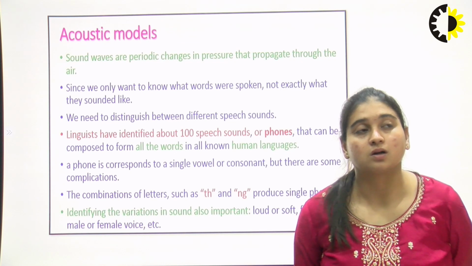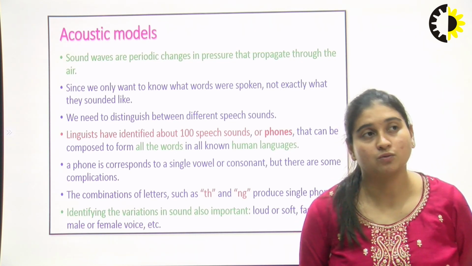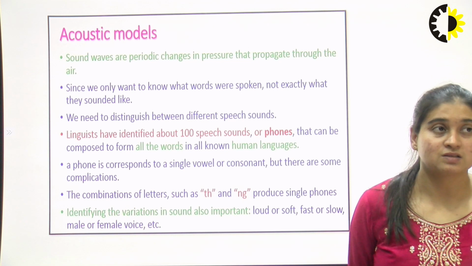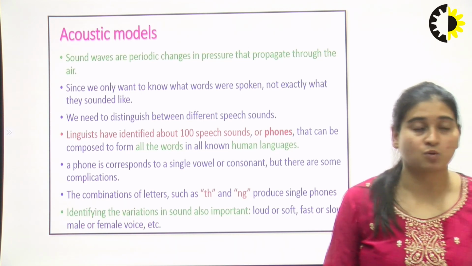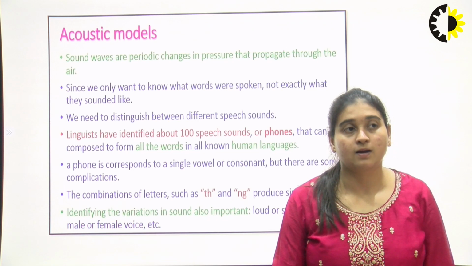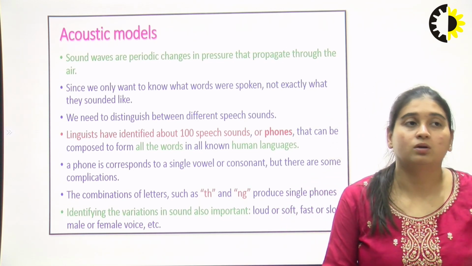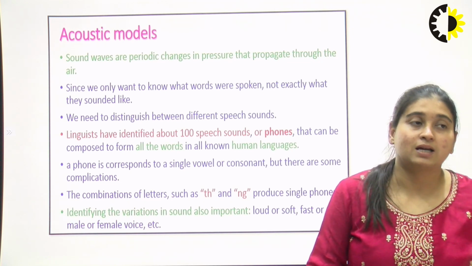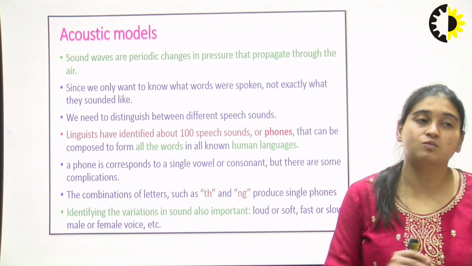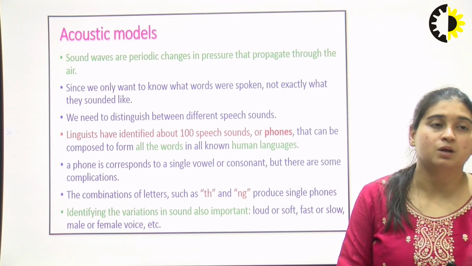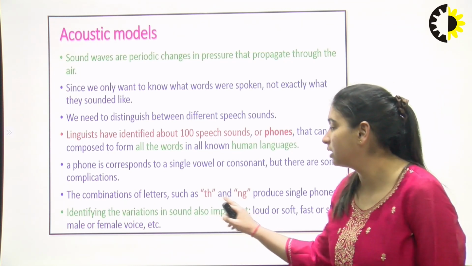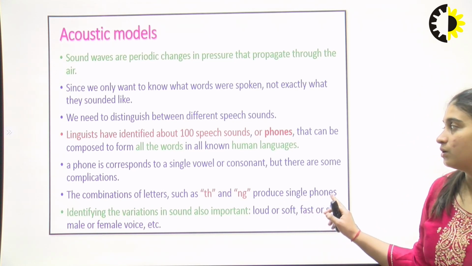Second is the acoustic model. Acoustic is, let's say, sound waves. Sound waves are the periodic changes in pressure that propagate through the air. Since we only want to know what words were spoken, not exactly what they sounded like, we need to distinguish between the speech sounds. Linguists have identified about 100 speech sounds, or phones, that can be composed to form all the words in all the known human languages. A phone corresponds to a single vowel or consonant, but there are some complications. The combinations of letters such as th, the, and ng produce a single phone, or you can say sound.